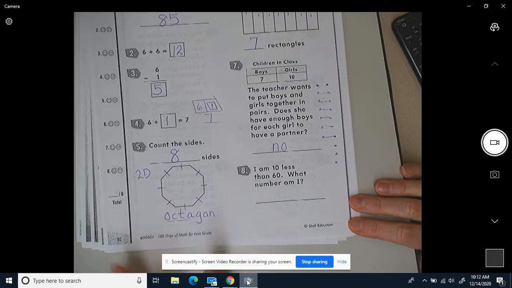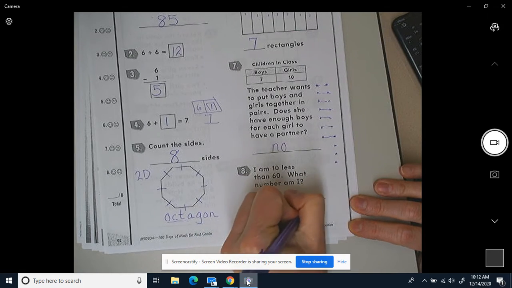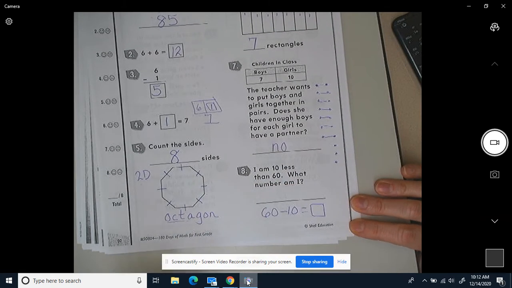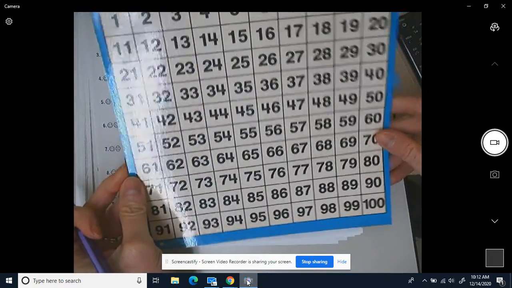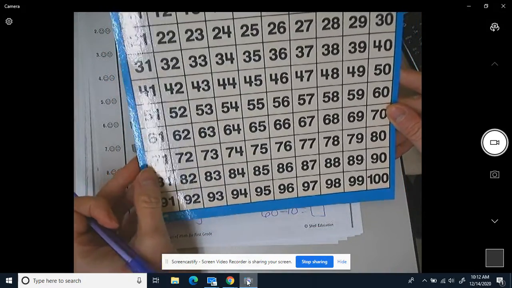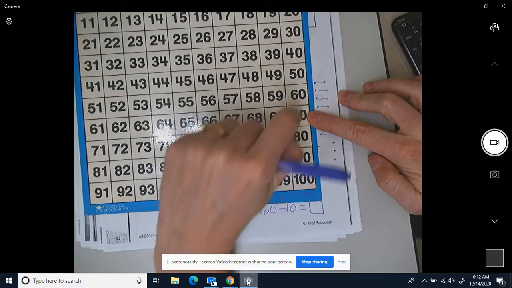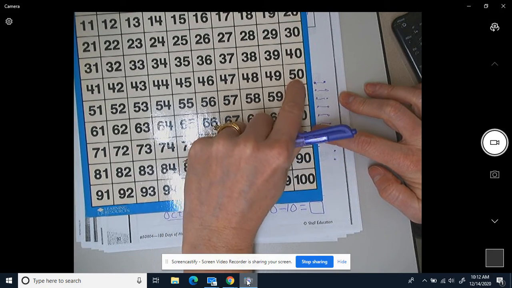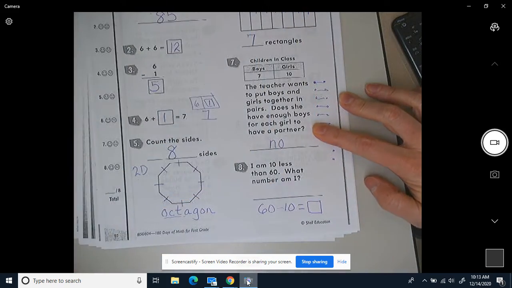Number 8, I am 10 less than 60. What number am I? So 10 less than 60, that's 60 minus 10, because when it's less than, we're taking away. So there are different ways to figure that out. We've been learning about the 100 grid, and we know that to add a 10, we go down. Well, to subtract a 10, we go up on the 100 grid. So if we're at 60 and we want to do minus 10, I go up. So 60 minus 10 is what? 50.